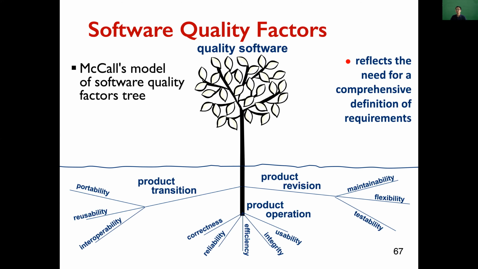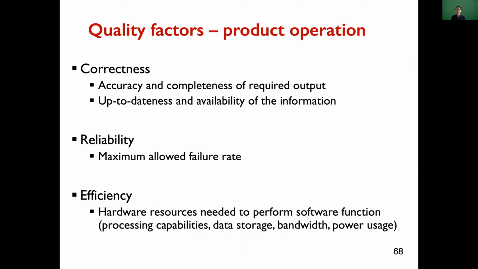Okay, the first dimension is product operation. There are several specific factors. First one is correctness. It's about the accuracy and completeness of the required output. It's also about up-to-dateness and the availability of the information. The second one is reliability. The reliability is about the extent to which the system doesn't fail, or is measured by the maximum allowed failure rate. Efficiency is about the system resource usage, such as CPU usage, disk usage, memory usage, and the network usage.